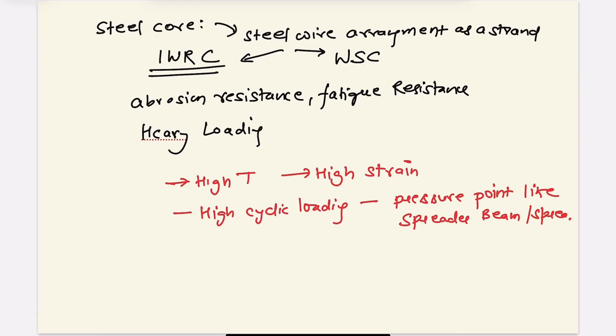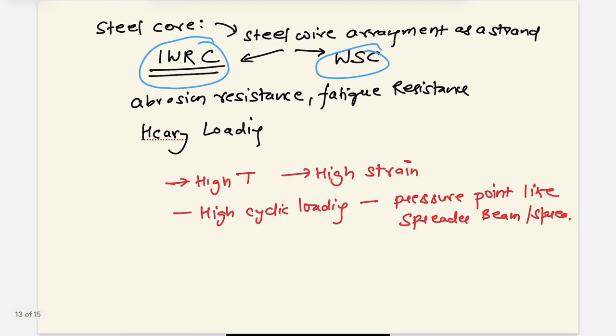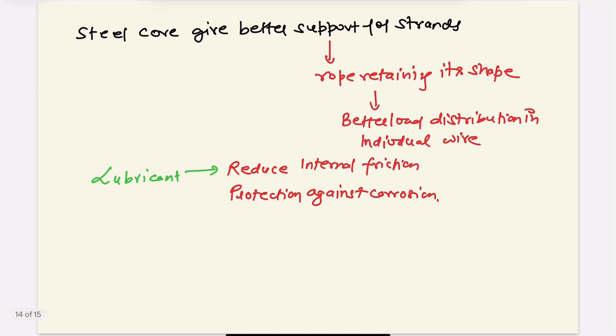When we use steel wire as a strand, there are basically two cases. One is IWRC and the second is WSC. IWRC is independent wire rope construction, and WSC is wire strand core, the simple wire rope construction. Okay, it is clear to you, WSC and IWRC.